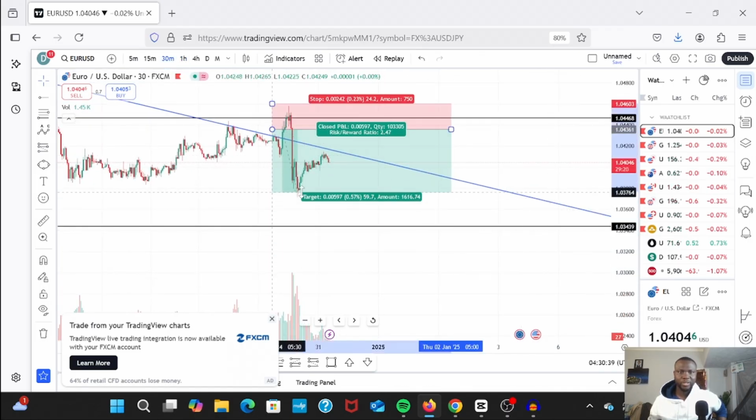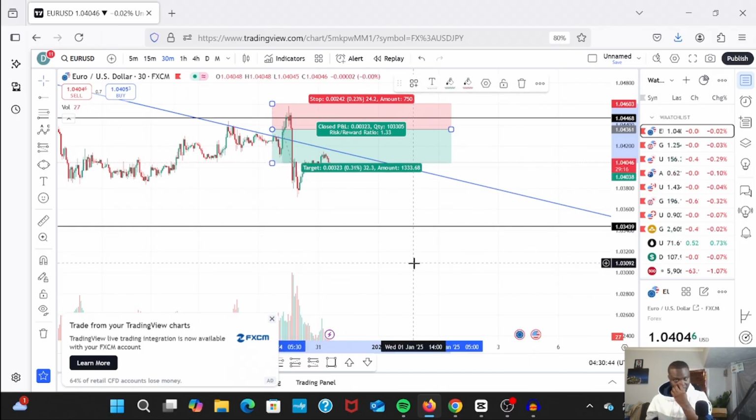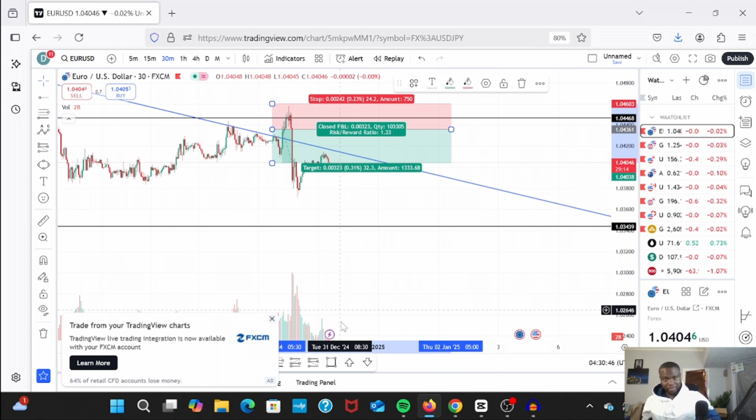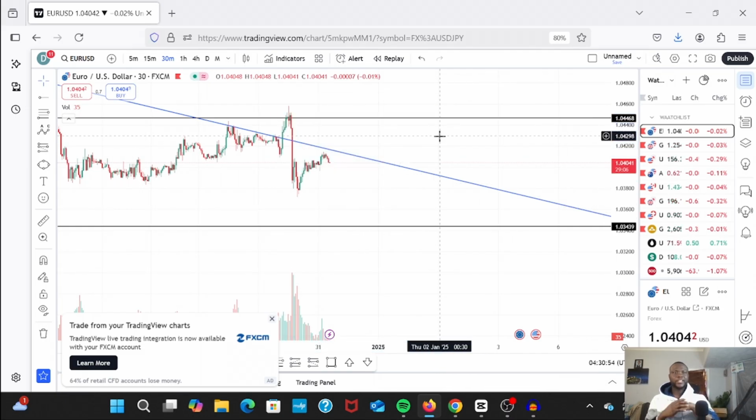So by now I should be on some profits. I should be on 32 pips already, because this is my stop loss, and I'm expecting this market to pull back to this point. And let's watch. Just like I said, if you go to a smaller time frame, you begin to have an idea of how this market is reacting.